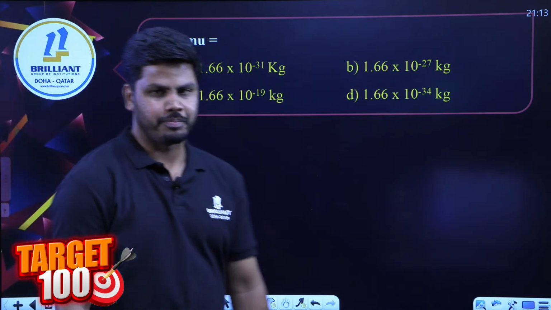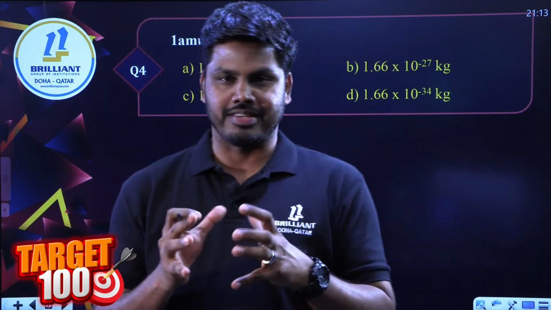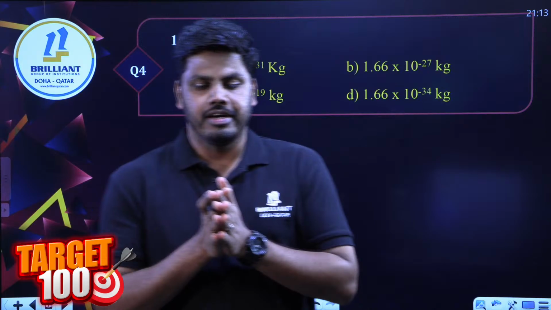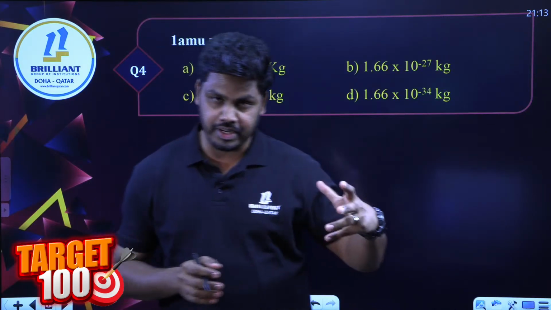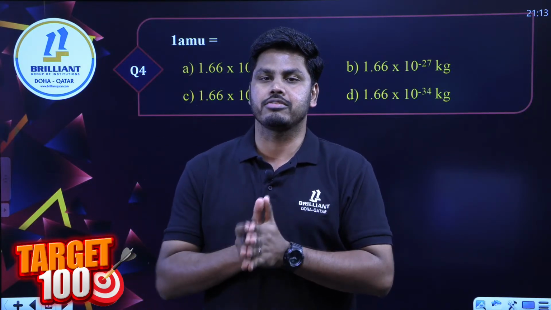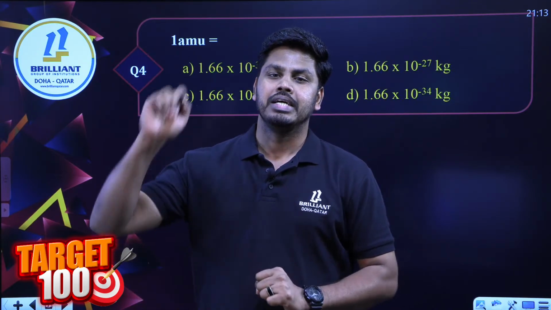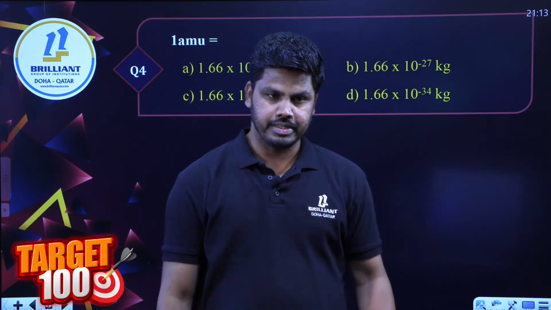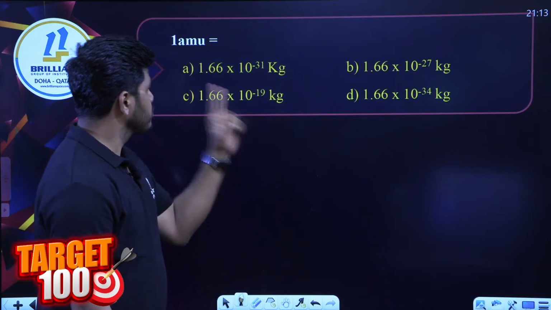Now, question number 4. We have done with the size of the nucleus, right? So whenever we have questions based on size of the nucleus, R, the radius of the nucleus, is proportional to the cube root of mass number. That is very important.